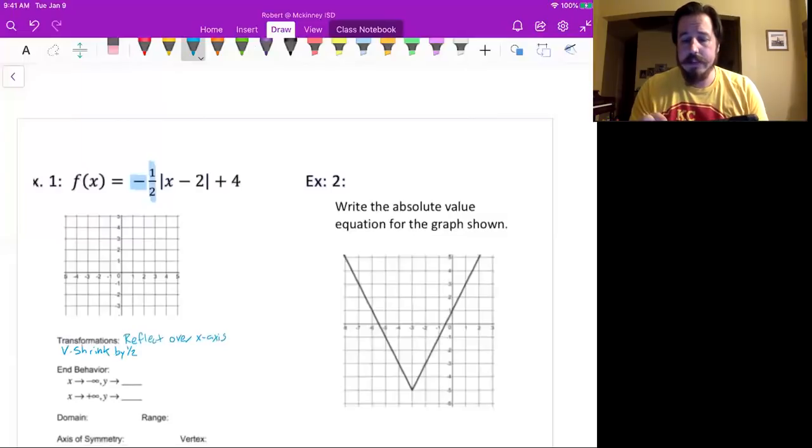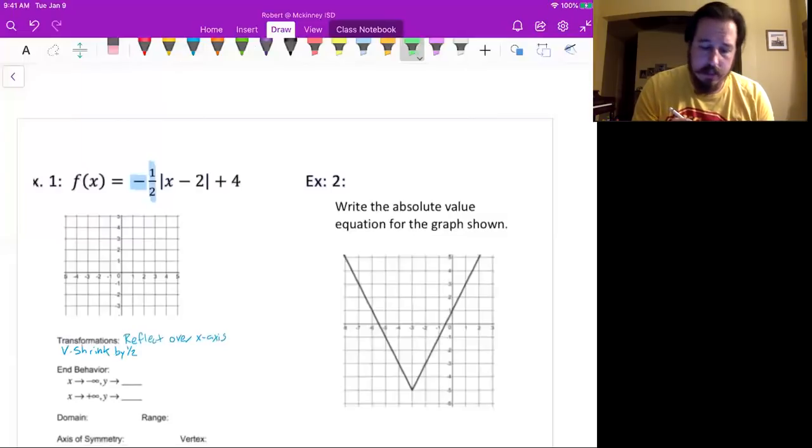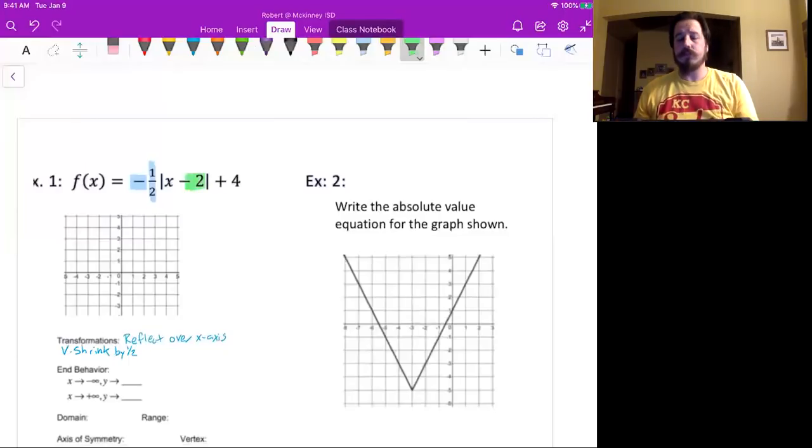Okay. Next thing that I come across is my H here. Okay. So inside the absolute value, I have x minus 2.